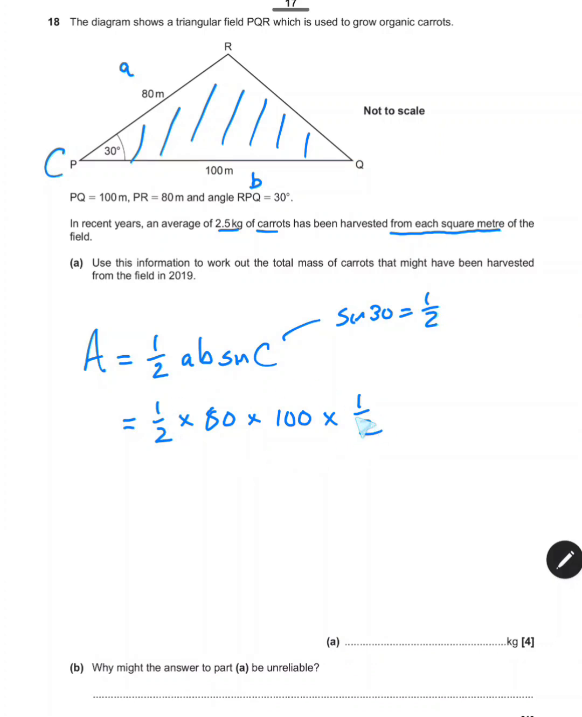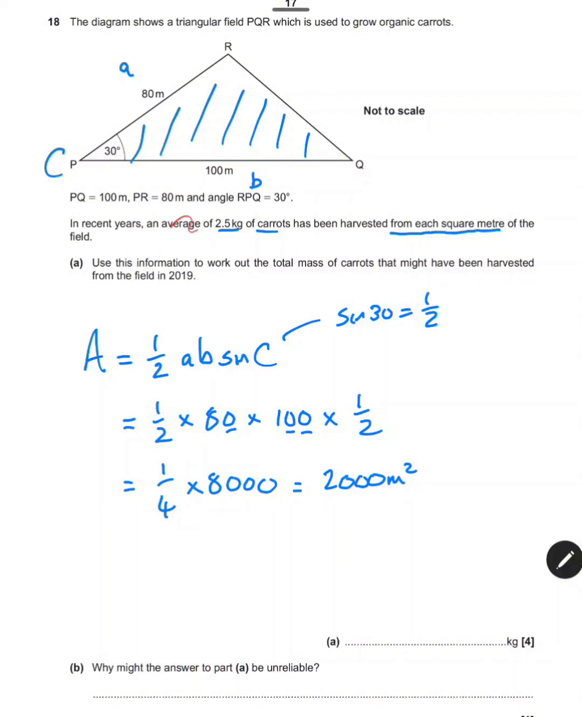Now we've just got to work this out. So we'll do the 80 times 100 first. 80 times 100, well, 1 times 8 is 8, and then we've got 1, 2, 3 zeros on. And then we're going to do a half times a half, and a half times a half is a quarter. So all we need to do here is a quarter of 8,000, which is 8,000 divided by 4, which is 2,000 square meters.